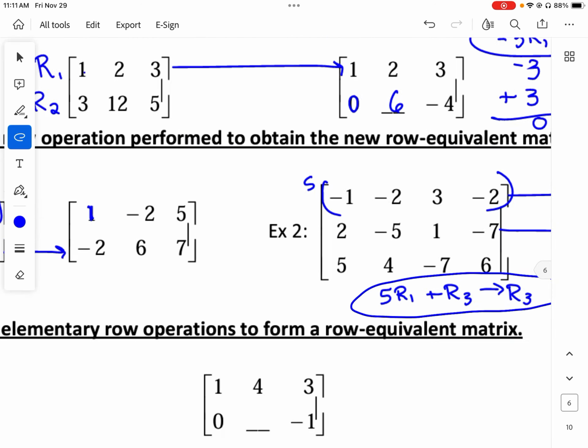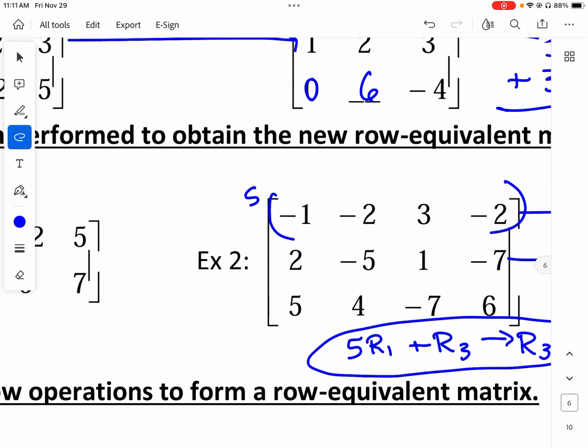So you use any of the ones to your advantage, because you can multiply them times anything you want, and so you always want to do the opposite of that one so you can get rid of it and make that a 0.